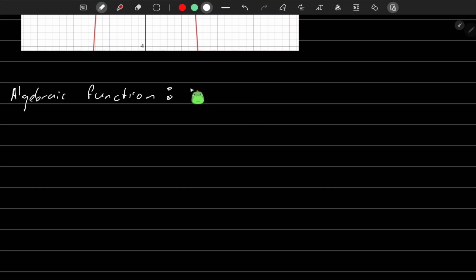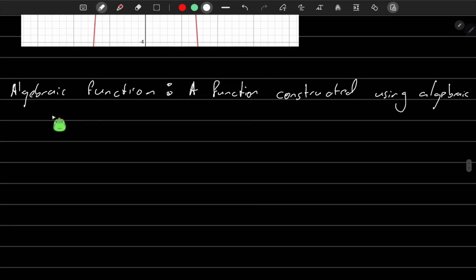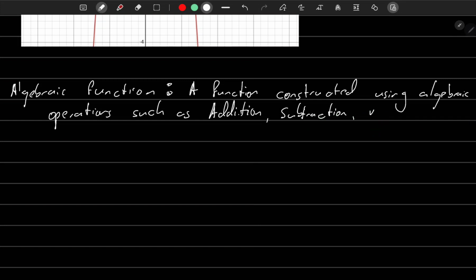Let me write a short description here to say that this is a function constructed using algebraic operations such as addition, subtraction, multiplication, and division, and taking roots.